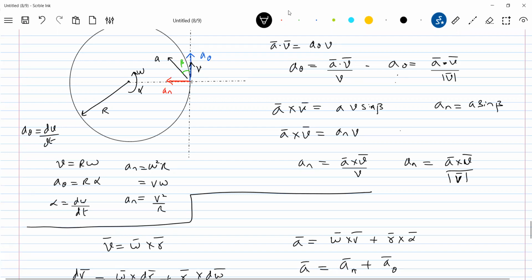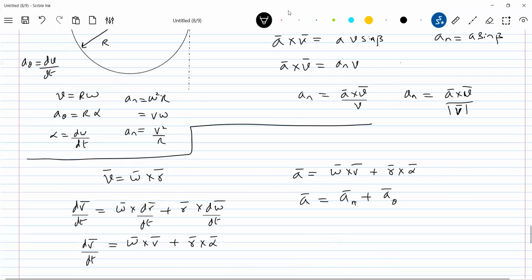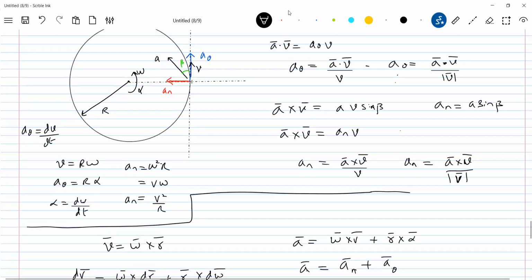Omega cross V. If you check that, it'll be directed along AN. So shall I write the formulas like this? AN is equal to what? Omega cross V. A tangential is what? R bar cross alpha bar. Get this one? So these are the different ways of expressing the circular motion.